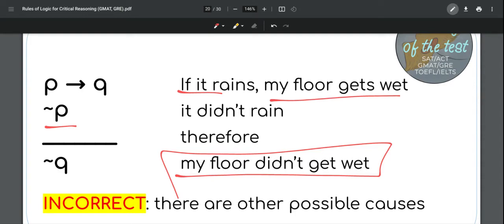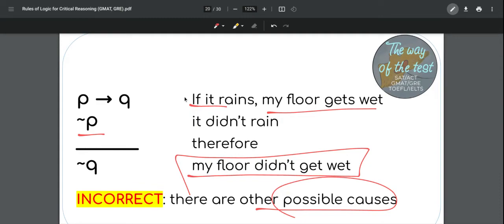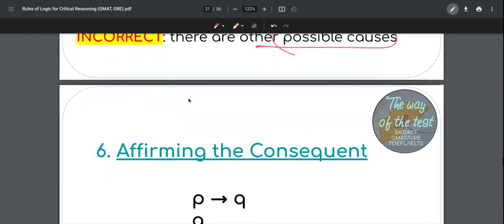Why not? Because there are other possible causes. Maybe someone can spill water. Maybe I can just open a hose, and maybe there's a tube that is broken or something. There's always another possible cause. And this is why I was telling you that you had to keep your mind open. You have to always look for alternative causes. So again, this is an incorrect way of reasoning. This is something you want to avoid, and this is a type of mistake you're going to find in the mistake type of question.